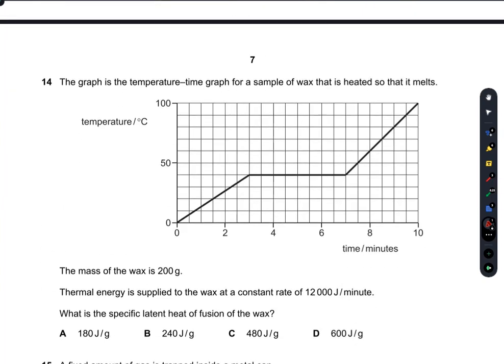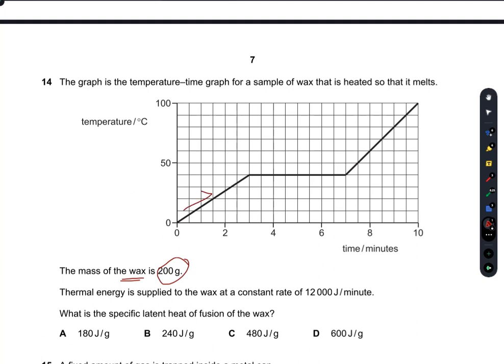The graph is the temperature time graph for a sample of wax that is heated so it starts to melt. The mass of the wax is 200 grams. Thermal energy is supplied to the wax at a constant rate of 12,000 joules per minute. So what is the specific latent heat of fusion of this wax? As we can see here, this is the 200 grams of wax.